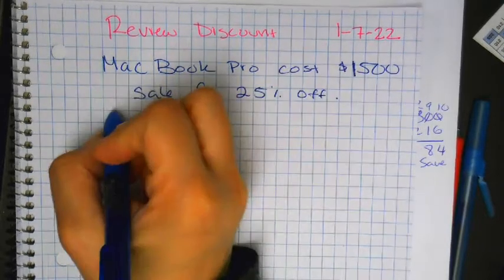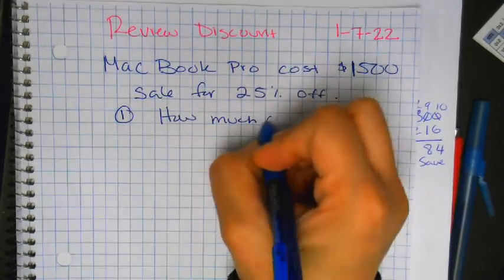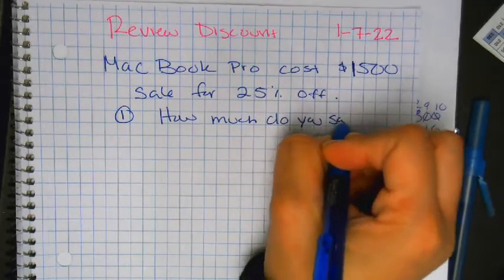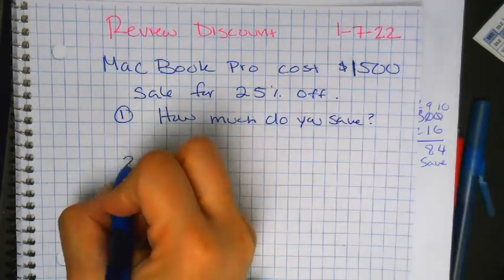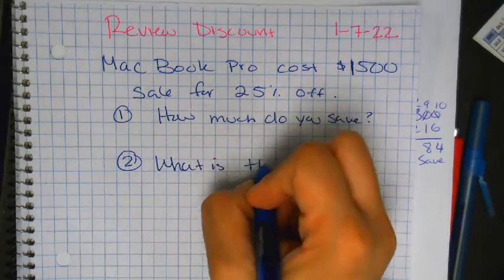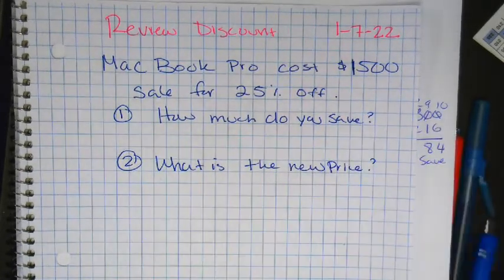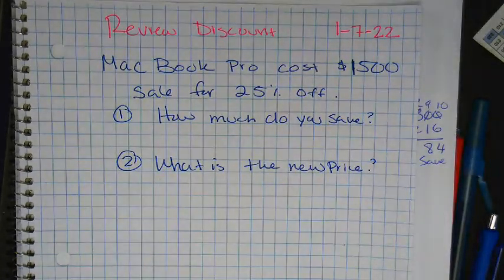So question number 1: how much do you save? Question number 2: what is the new price? This is how your test is formatted. Question 1, question 2. Sometimes, though, I'm tricky and I ask you just for the answer to number 2. So be careful, read it carefully, okay?